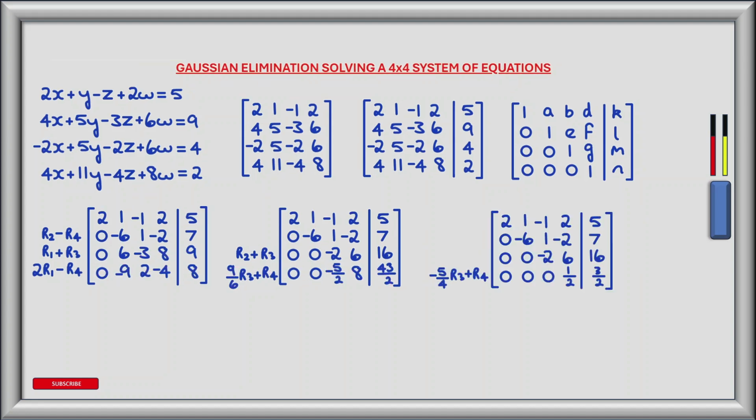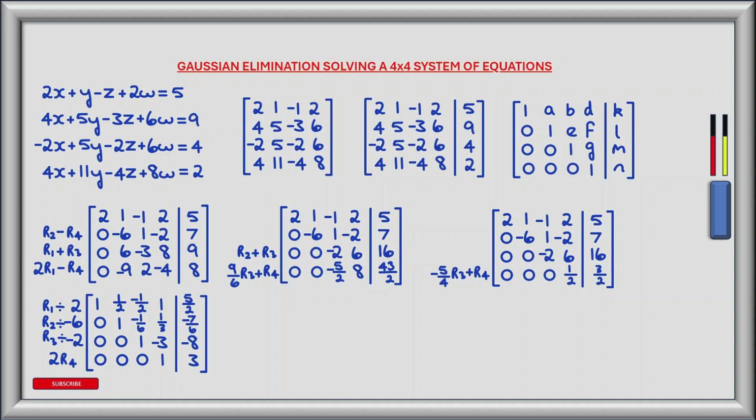And for step 3, we need to get a 0 in the last element of column 3. So that's this element here. And to do this, we're going to multiply row 3 by -5 over 4 and add it to row 4. So row 3 is here, and we're going to multiply it by -5 over 4, and row 4 is here. So when we do this, we get 0, 0, 0, a half, and 3 over 2.